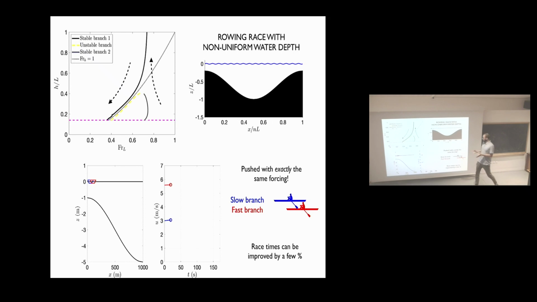Okay, and if you do this in exactly the right way, you can calculate race times can be improved by a couple of % if you put in realistic parameter values. And that's the idea. So are there any questions about that? Yeah.